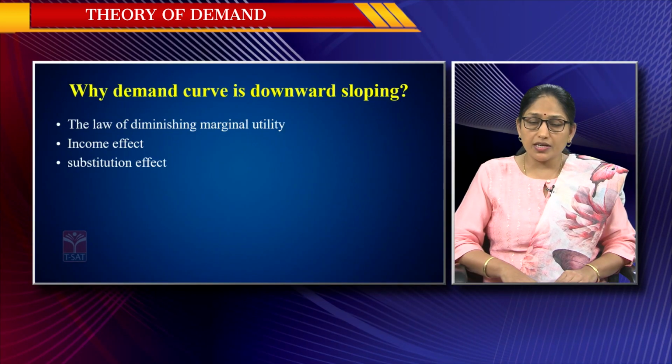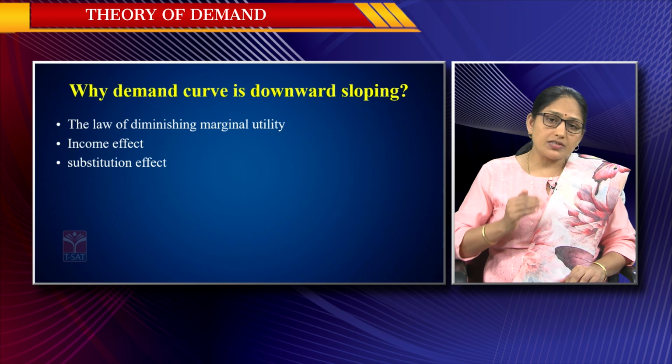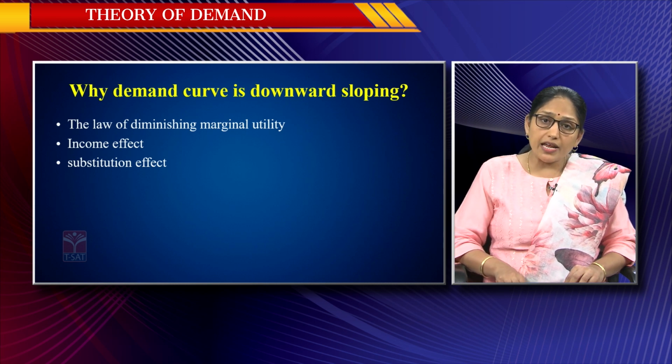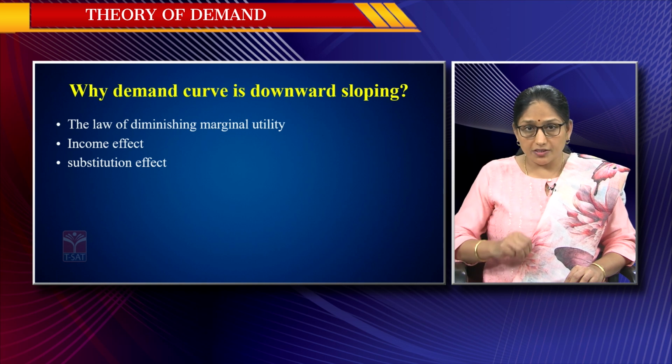Now, why is the demand curve downward sloping? We know that there is an inverse relationship between price and quantity demanded, and that is why our demand curve is downward sloping. But there are mainly three reasons because of which our demand curve is downward sloping.